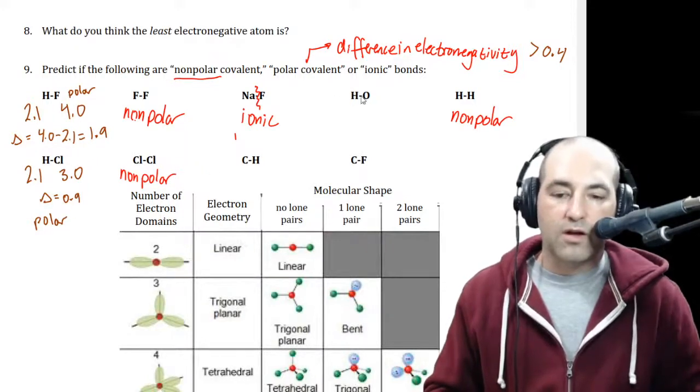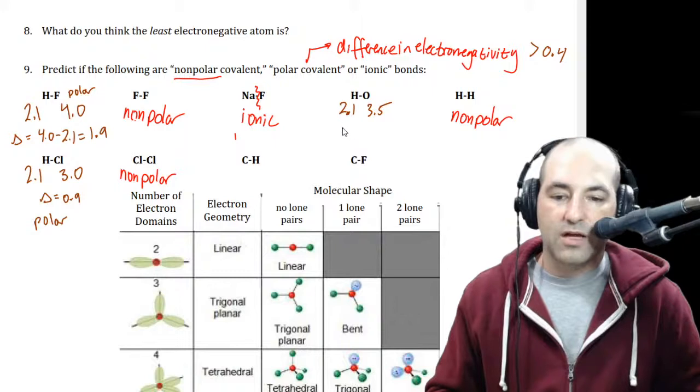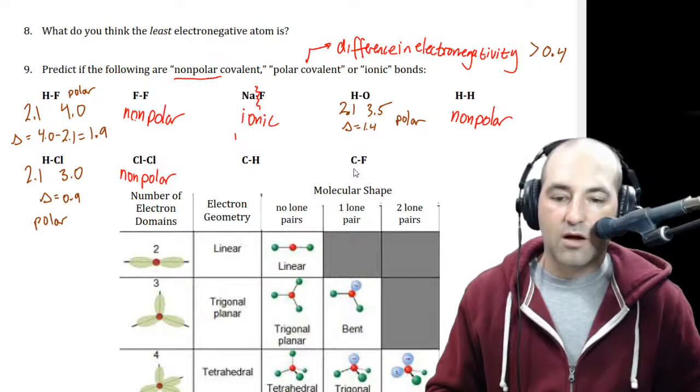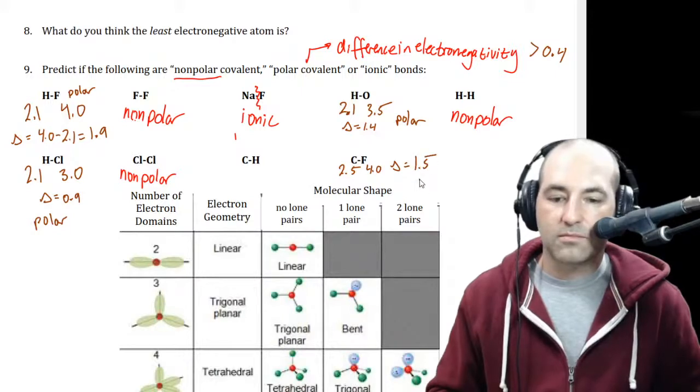All right, if we jump over here to HO, H is 2.1 and O is 3.5. So that difference is 1.4, so very polar there. And then between carbon and fluorine, carbon's 2.5, fluorine's 4.0. So the difference is 1.5, polar.